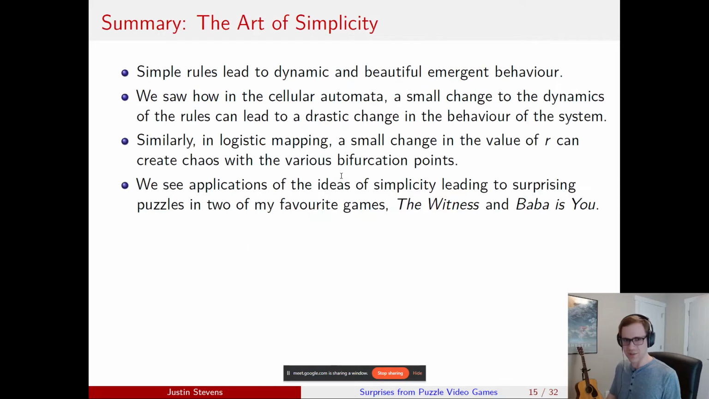So just to summarize, we saw that simple rules can lead to dynamic and beautiful emergent behavior. We saw how in the cellular automata case, a very small change to the dynamics of the rules can lead to a drastic change in the behavior of the system. Similarly, with the logistic mapping, a small change in the value of r can create chaos, with the various bifurcation points that we had. Now I'm going to talk about the stuff that I find super cool too: applications of these ideas leading to surprising puzzles in two of my favorite video games, The Witness and Baba Is You. Are there any questions or comments up until this point?